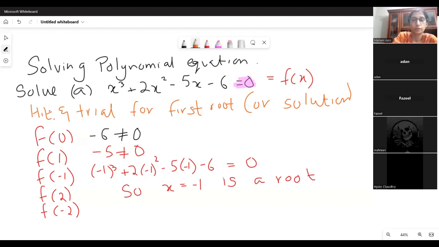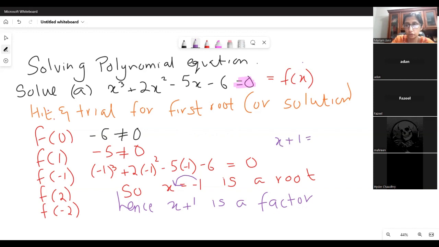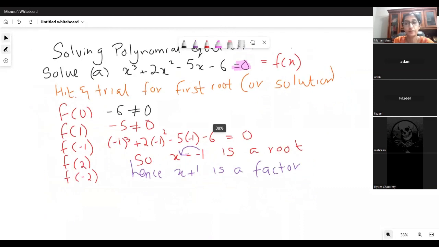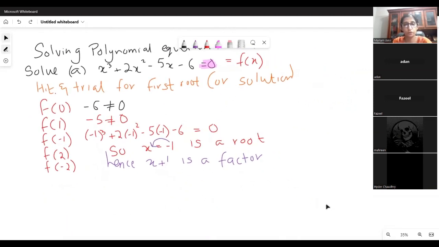Next statement is very important. Hence, x plus 1 is a factor. इसको दूसरी साइड पे ले जाते हैं and equals to 0 कर देते हैं. x plus 1 is equals to 0, and this is the factor. So x plus 1 is a factor of the given polynomial. Now you can find the other factor by long division. First factor आप hit and trial से find कर सकते हो, it's allowed. Second factor hit and trial से नहीं find करना होता, वो long division से करना होता.